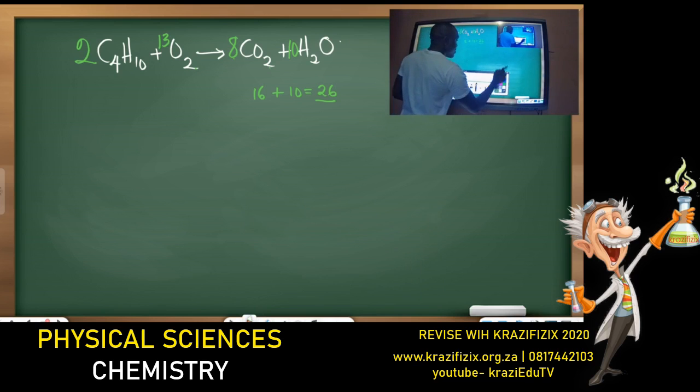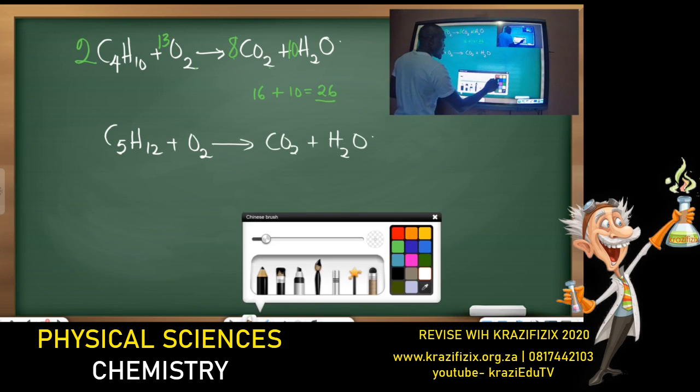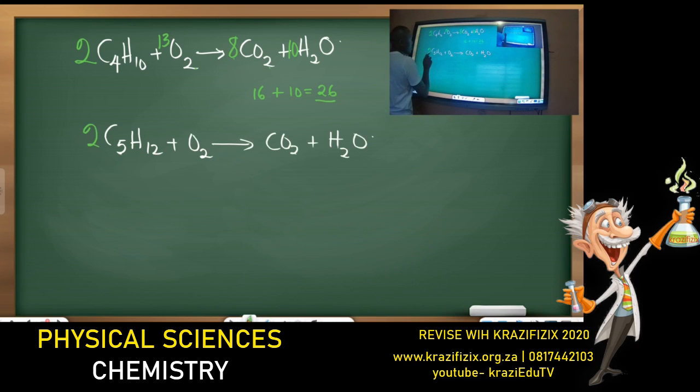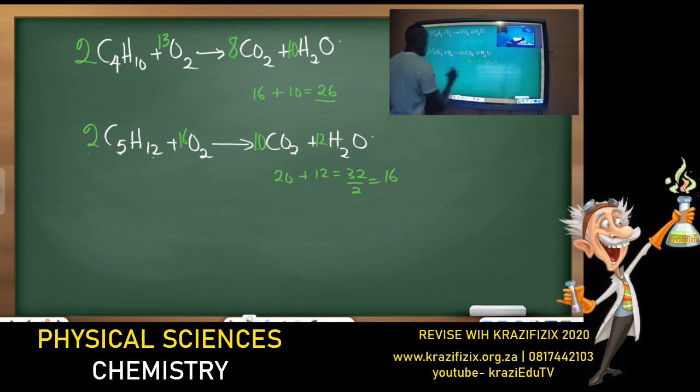Let's try something else, and you can try as many as you want on your own. C5H12 plus O2. Remember, it will give you carbon dioxide and water. Let's balance. What's the first rule? Put a 2. 2 times 5, 10. There's a 12 there, copy and paste it. 10 times 2, 20, plus that 12, 32. Divided by 2 gives you 16. Now there's a problem here. All of these are even numbers. You've got to divide it by 2 because you need to use the lowest.